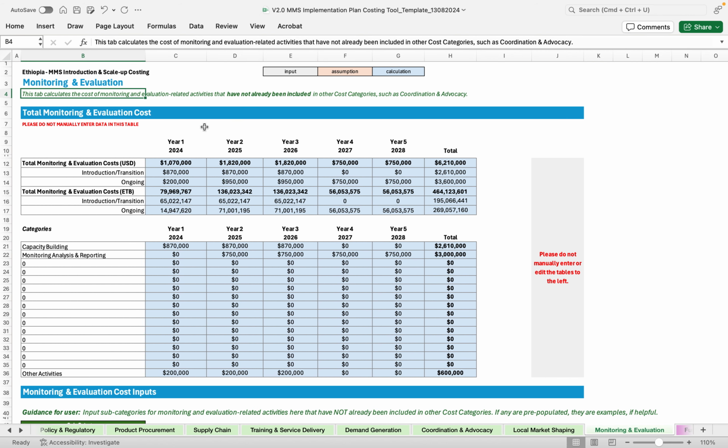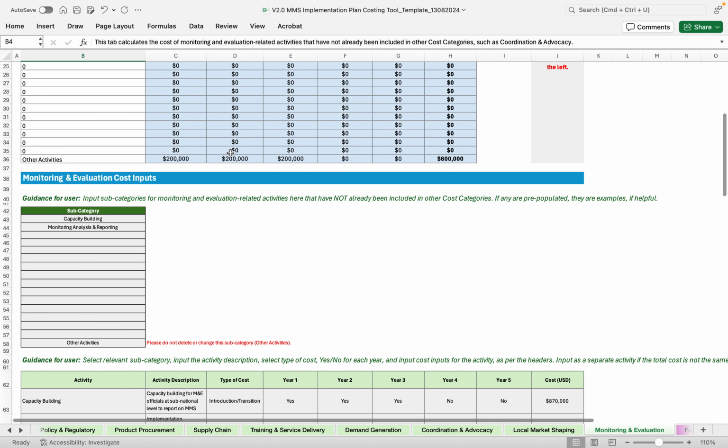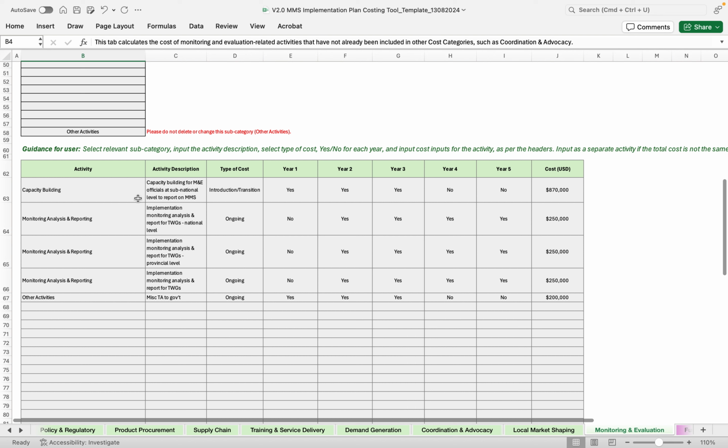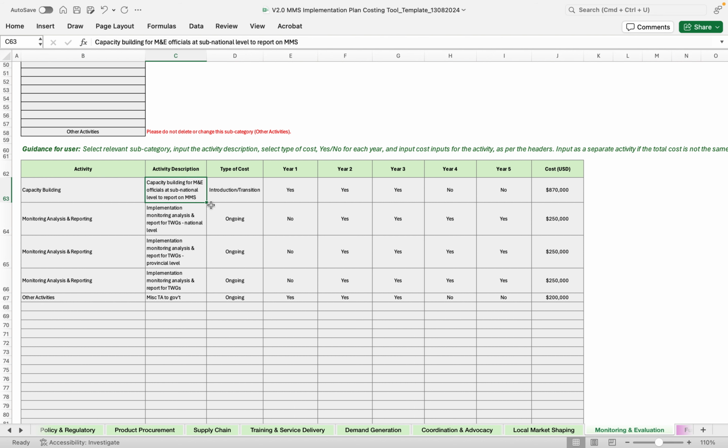Monitoring and evaluation is any activities that have not already been included in any other cost categories. Several monitoring and evaluation activities might be in coordination advocacy as meetings, so those should not be double counted here. But for example, capacity building for M&E officials, implementation monitoring analysis and reporting, those types of activities can be included here.